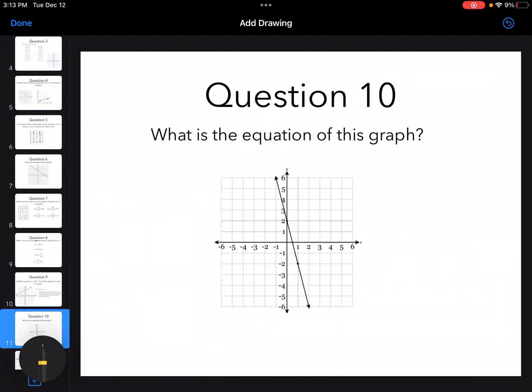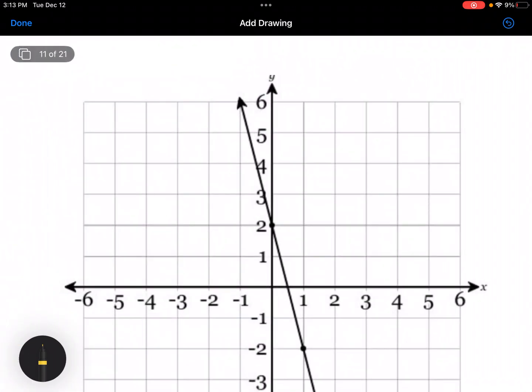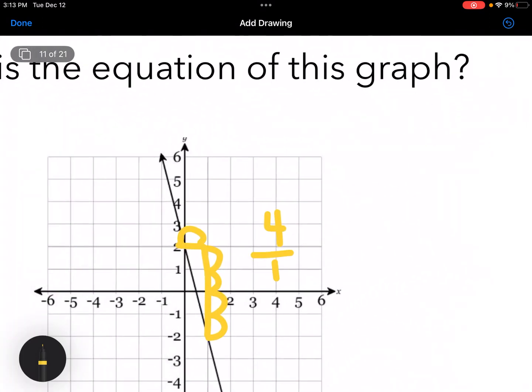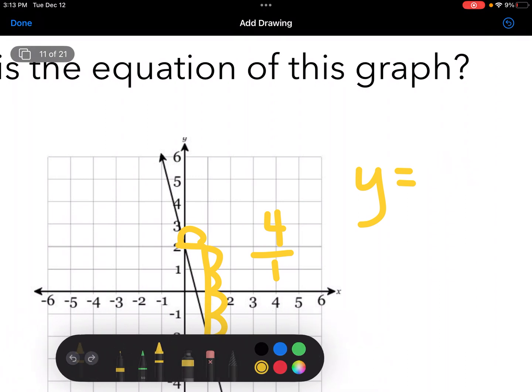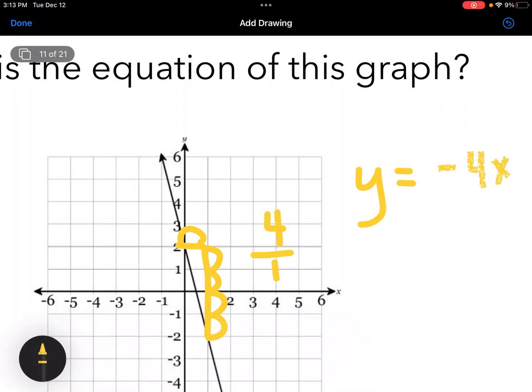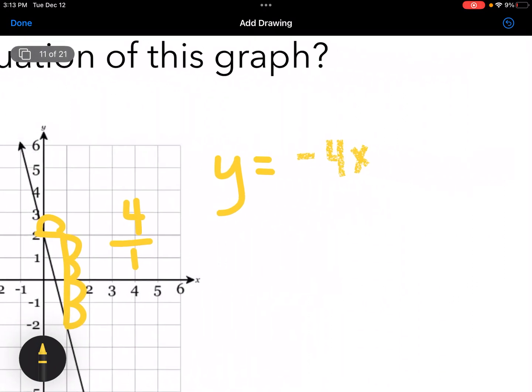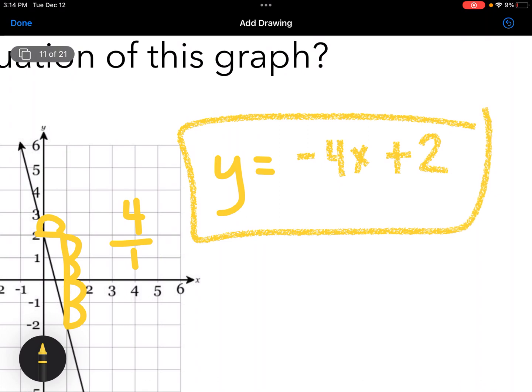What is the equation of this graph? Well, I know I've got 1, 2, 3, 4 over 1. So we've got y equals 4x, and it's a negative because, well, that looks mighty suspicious, so let's give us some more room. -4x, and then plus 2, because that's where it crosses the y-axis.